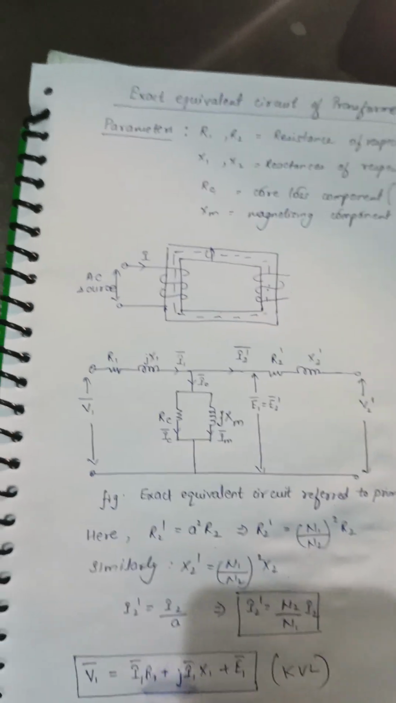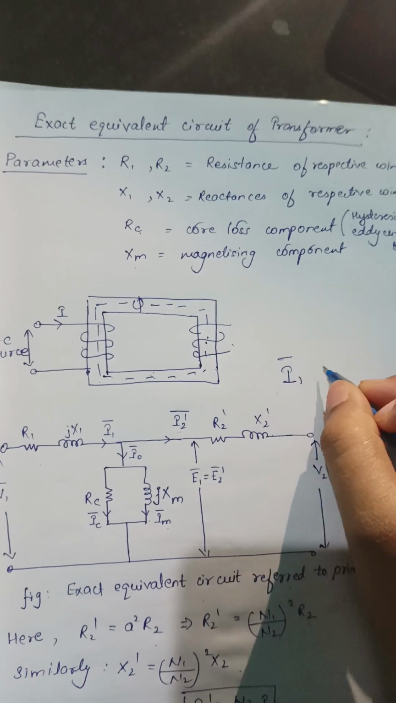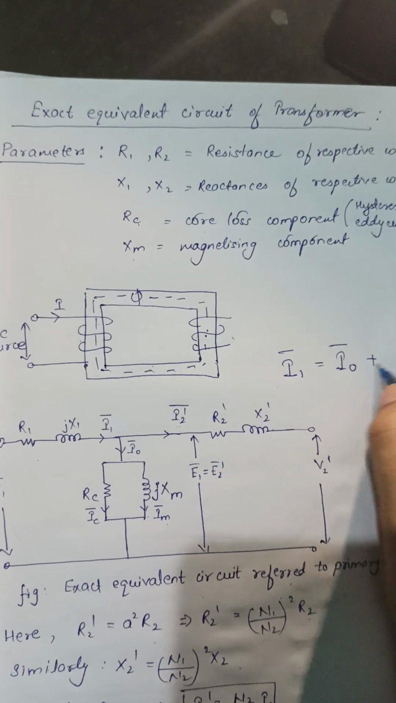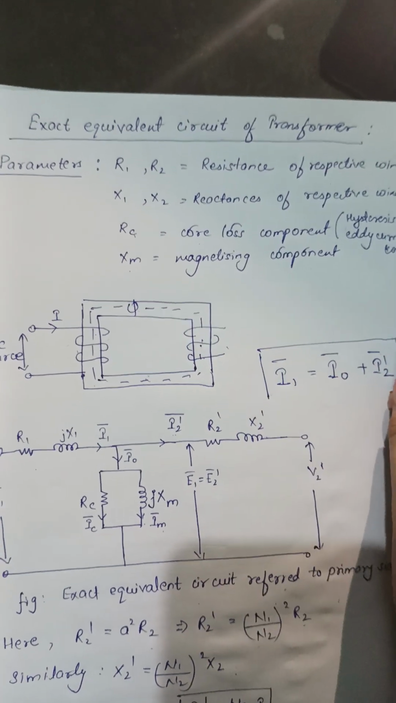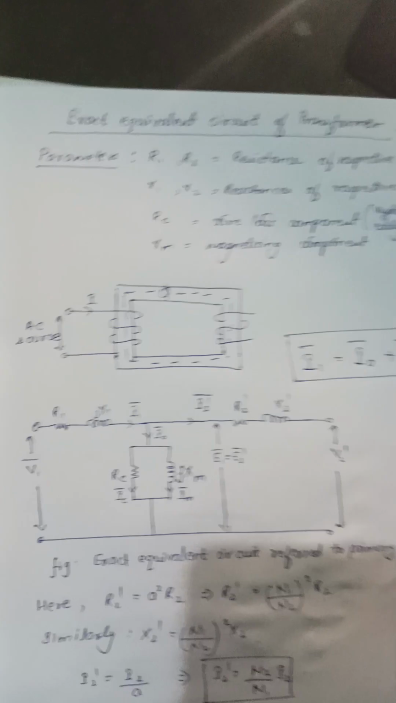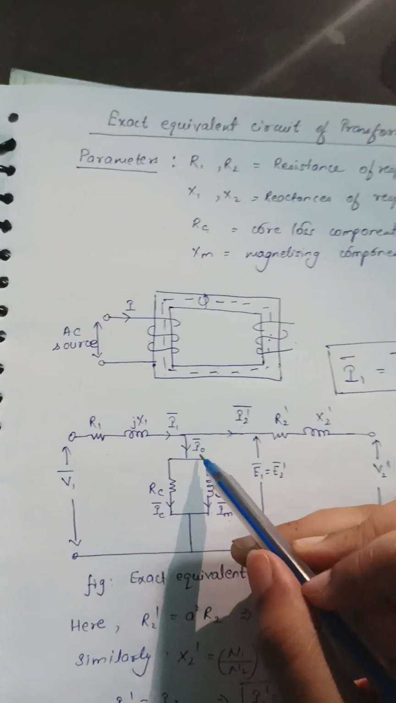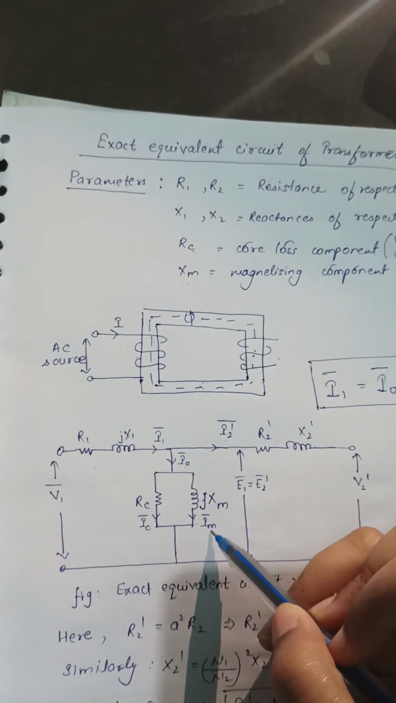One more thing we have to keep in mind: I1 is the phasor sum of I0, the no load component, and I2 dash. It is not the algebraic sum, rather it is the phasor sum. Similarly, I0 is the phasor sum of IC and IM.